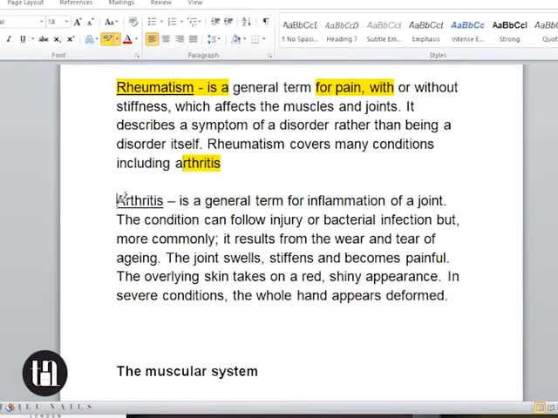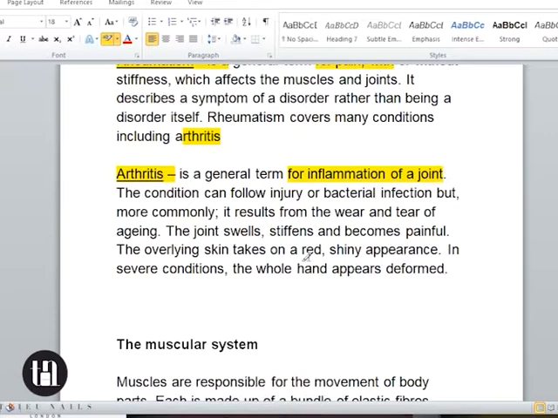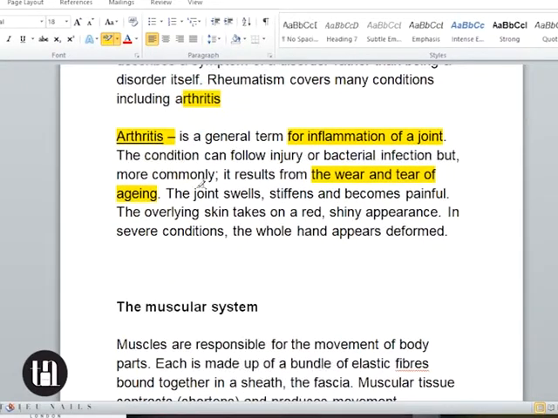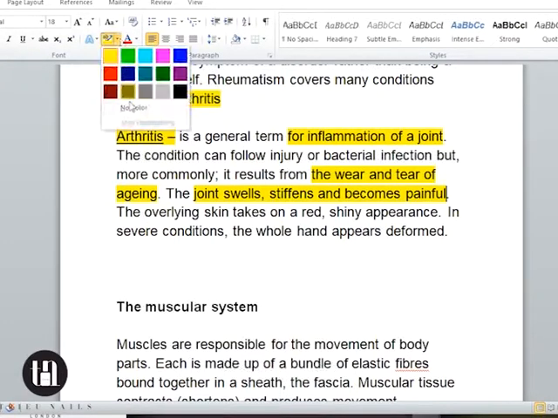So arthritis is a general term for inflammation of the joint, and the condition can follow injury or bacterial infection, but more commonly it is a result of wear and tear. And that's why it's usually more common in older people. So the joint swells, stiffens, becomes painful, and the overlying skin can become red and shiny in appearance. In severe conditions, the whole hand can appear to be deformed.